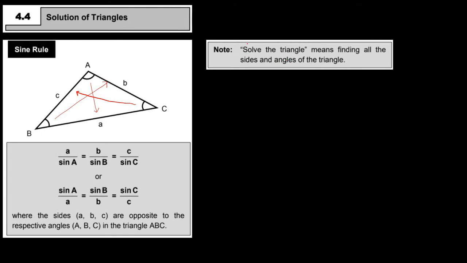Note, solve the triangle. If the sentence is mentioned in your question, solve the triangle means finding all the sides and angles of the triangle.